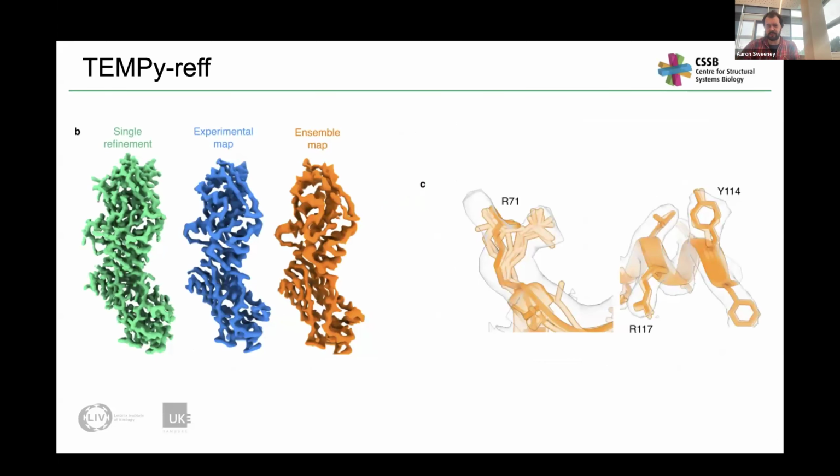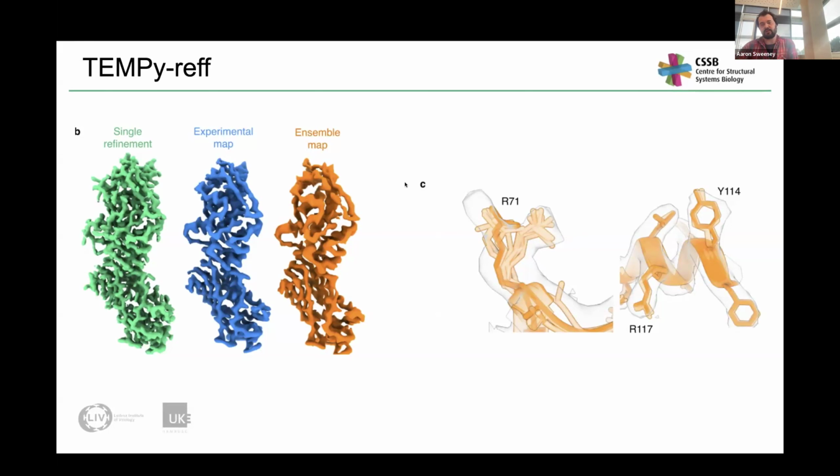I also want to quickly talk about the ensemble refinement method in TEMPy-ReFF. On the left here, I've got three maps: the experimental map, a simulated map generated from a single model from TEMPy-ReFF, and a map in orange, which is simulated from an ensemble of TEMPy-ReFF models. Visually, you can hopefully see that the orange map looks much more like the experimental map.